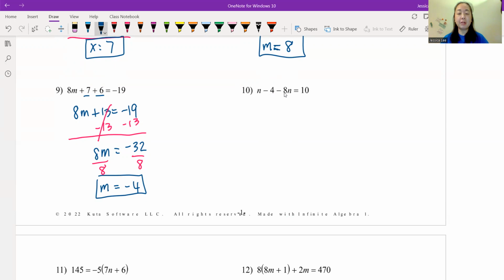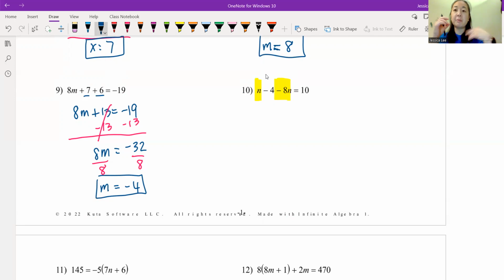So here we go. From here, again, combining like terms, you see they both have n's in there. Those are like terms, so we're going to combine those together. So n minus 8n, right? If you have one n, and you want to take away 8 n's, you can't do that because you only have 1 n, right?